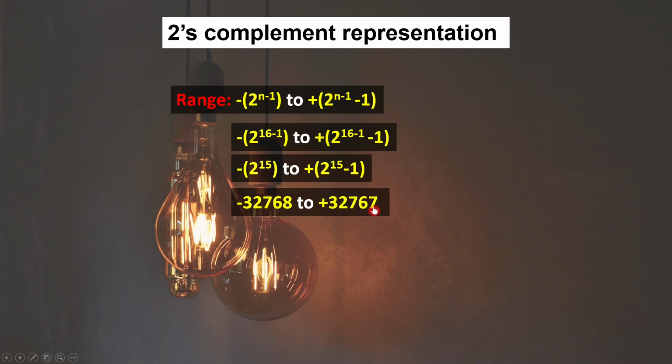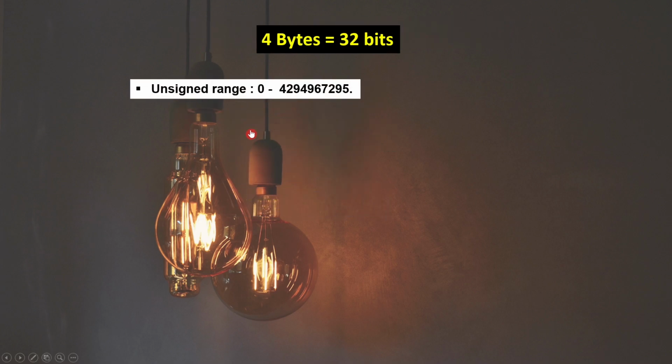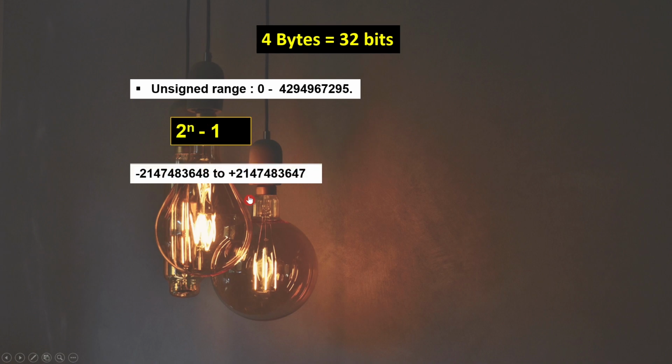On the other hand, if your PC supports 4-byte integer, then the unsigned range is from 0 to 4294967295, by applying the same formula for maximum value. Signed range can be obtained by using the 2's complement representation: minus 2147483648 to plus 2147483647, by applying the same formula.